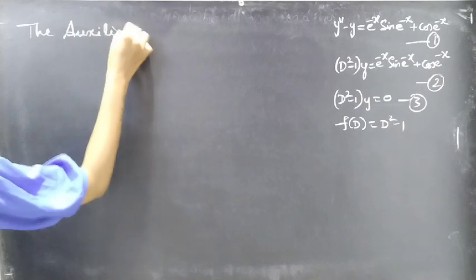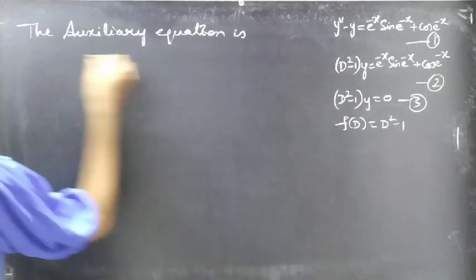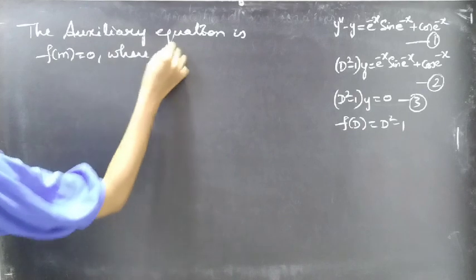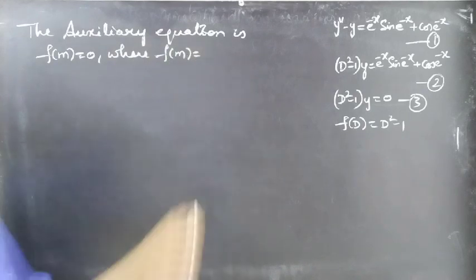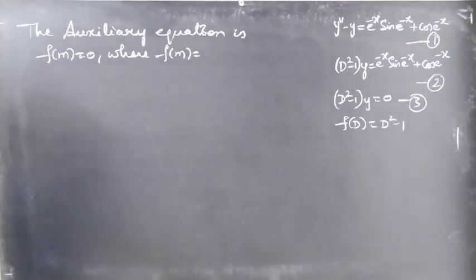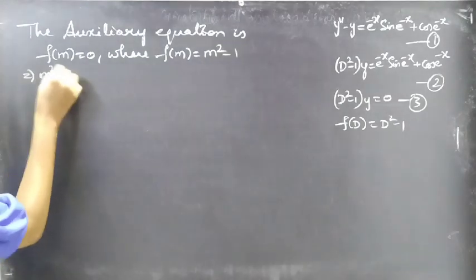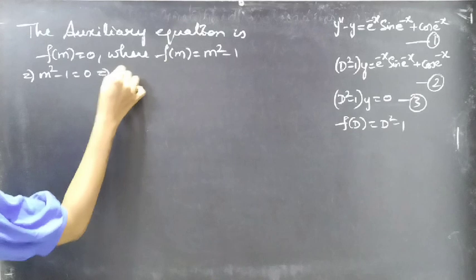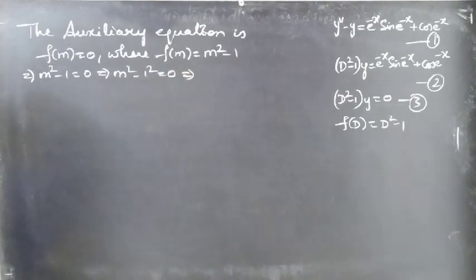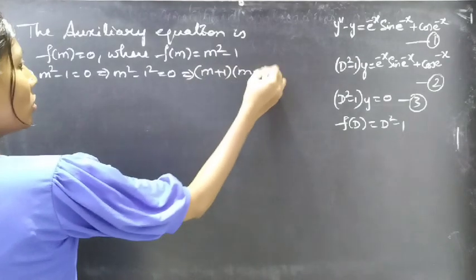The auxiliary equation is f of m equal to 0, where f of m equal to, we have f of d, d square minus 1, right? Let's replace the differential operator d by m, so that we'll get f of m equal to m square minus 1, and the auxiliary equation becomes m square minus 1 equals to 0. We can write this as m square minus 1 square equal to 0. This is of a square minus b square form, right? So we can write this as m plus 1 into m minus 1 equal to 0.